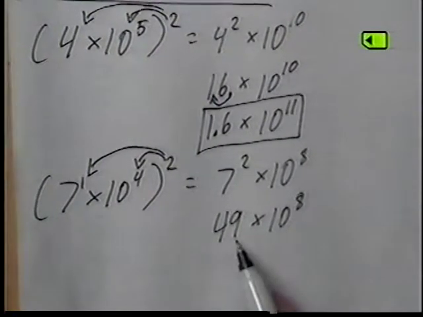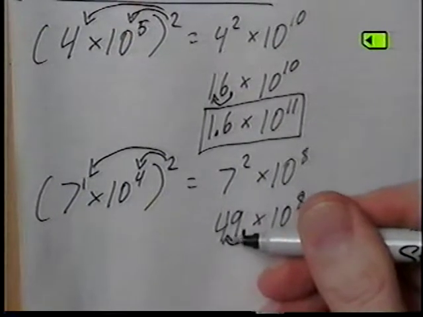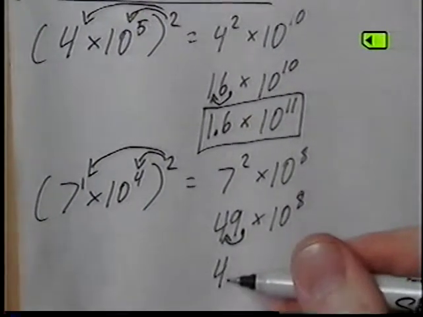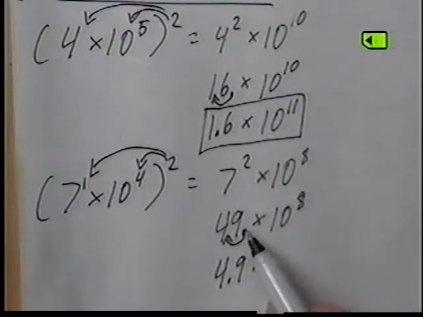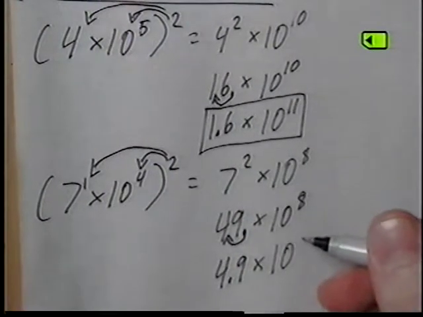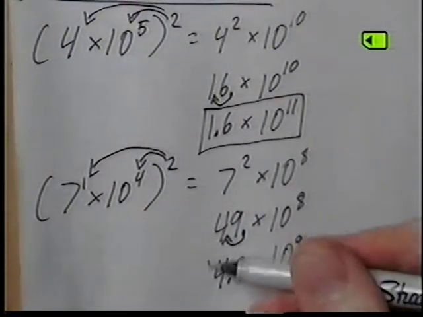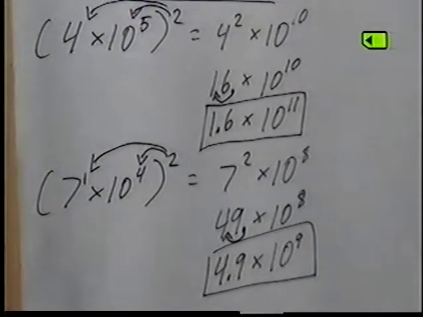Just like before, 49 though is bigger than 10. So what you need to do is move the decimal one time to make this 4.9. And again, if you move the decimal one time to the left, this exponent you increase by 1. So your final answer, 4.9 times 10 to the 9th power.